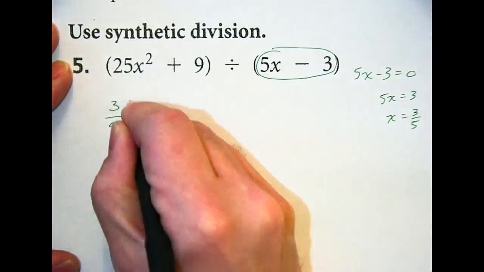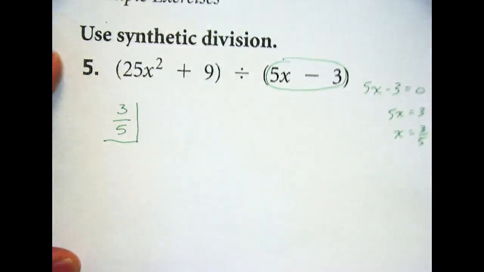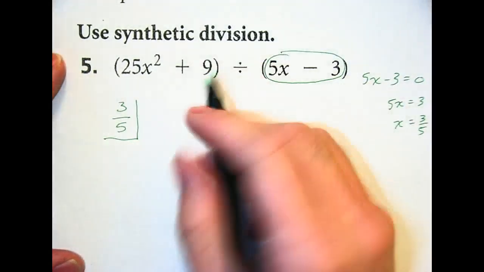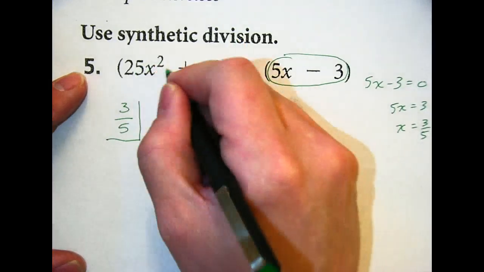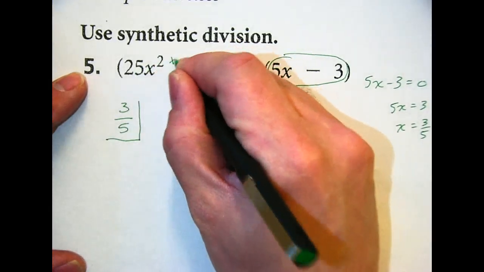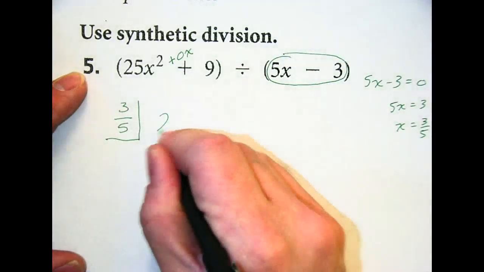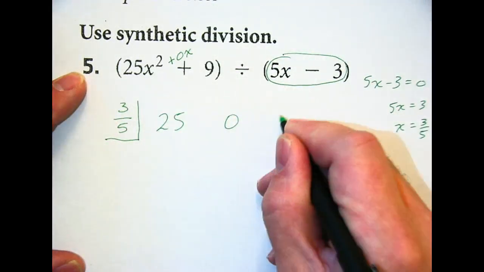Now some of you will go like, I don't want to do that. I mean, that's a fraction. Okay, well, it's a fraction. It's not that bad, though. Okay, and then we have 25x squared, and we need plus 0x, right? We need that place value holder plus 9. So we get 25, 0, and 9.